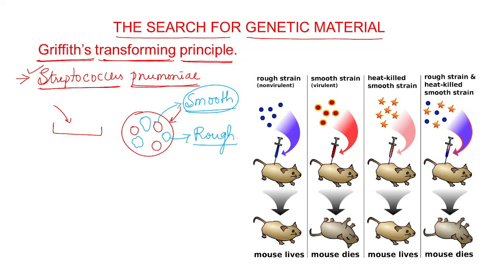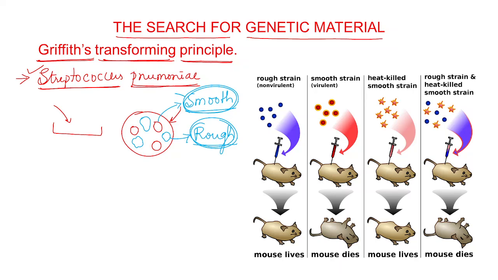Is that clear? Then he became very curious about these smooth and rough colonies. Why are the colonies different even though the bacteria is the same? Even though the bacteria, Streptococcus pneumoniae, is the same, they formed two different colonies. Why and how can they form two different colonies? He got curious.